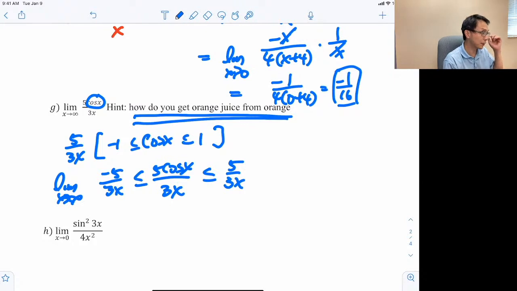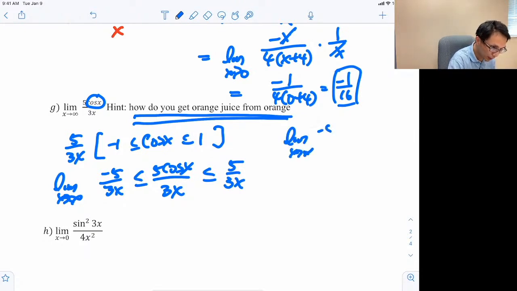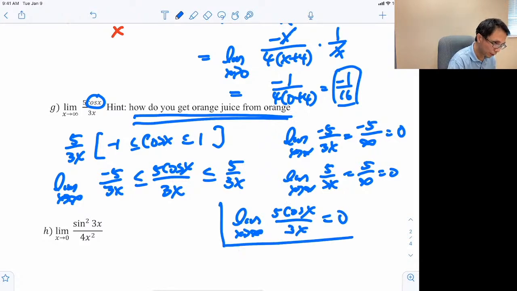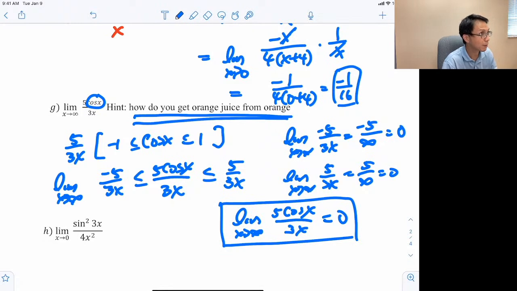If the bottom number is bigger, so negative phi over a big number, the limit as x approaches infinity of negative phi over 3x is equal to negative phi over infinity, which is equal to 0. The limit as x approaches infinity of phi over 3x, that's also phi over infinity, that's also equal to 0. Therefore, the limit as x approaches infinity of 5 cosine of x over 3x is also equal to 0. So if you just write down 0, I cannot give you credit, unfortunately. You have to justify for me how you get 0, but I give you 1 point just because you knew it was 0.